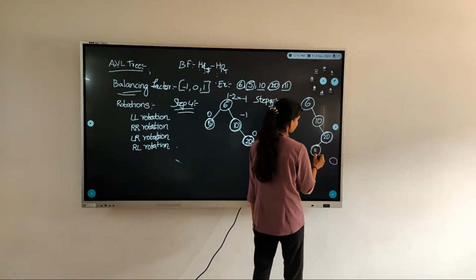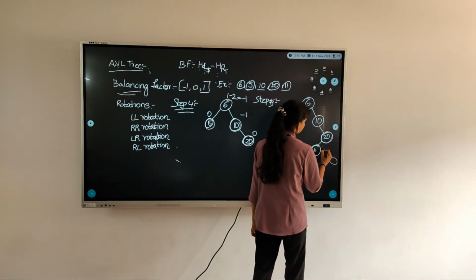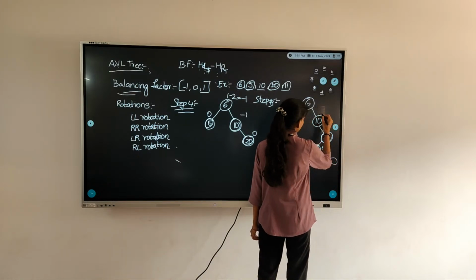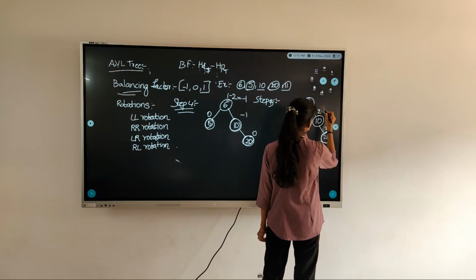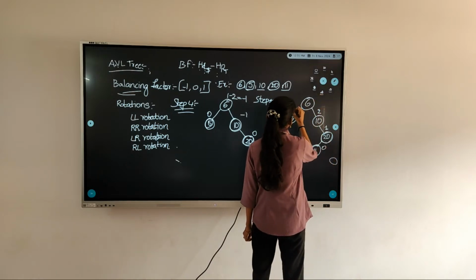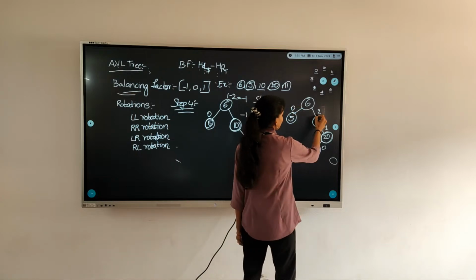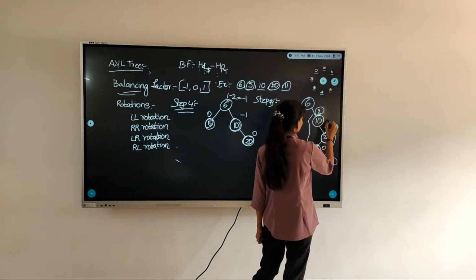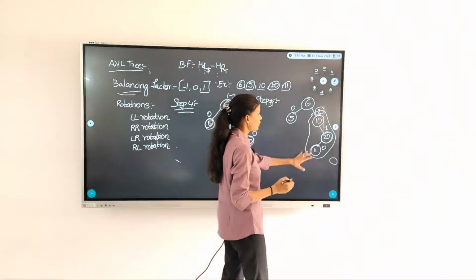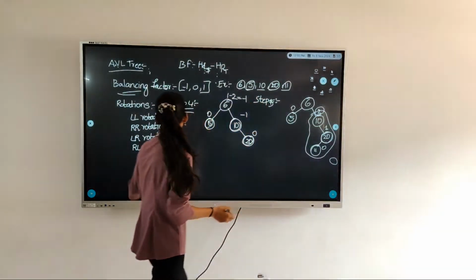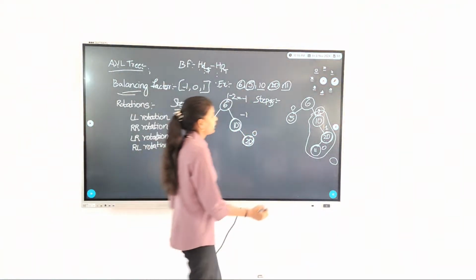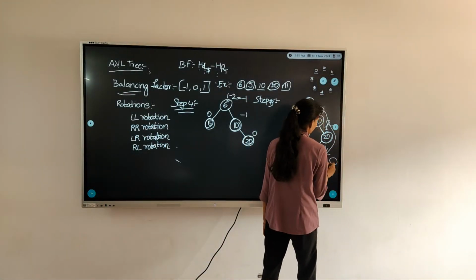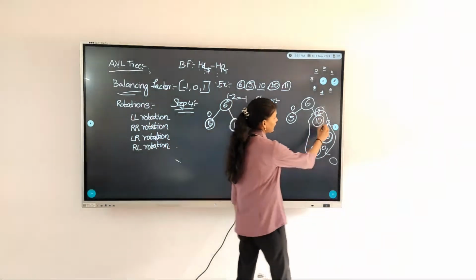Here again we want to check the balancing factor. Here 0, -1, 2, and here 0. Here we get an unbalanced tree, and here we want to know another thing. We want to solve this unbalanced tree by using these rotations. This is right and this is left. Here we want to apply LR rotation.